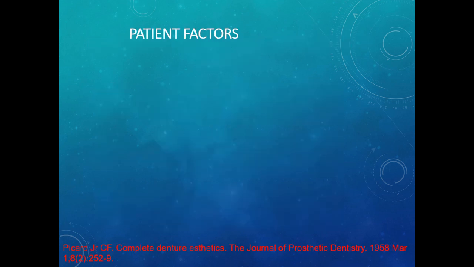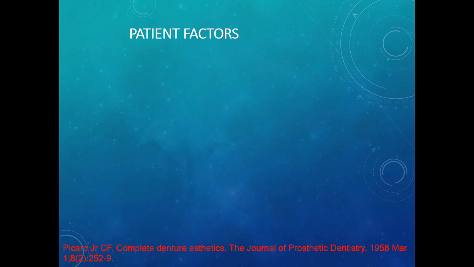The first one, the patient factors. So it was Claire F. Picard who said that before attempting to achieve the goal of a natural and pleasing expression with complete denture, it is essential to make a thorough study of the normal facial landmarks first. And he listed around 11 facial factors which are all considered to be significant in producing a pleasing harmonious facial expression.